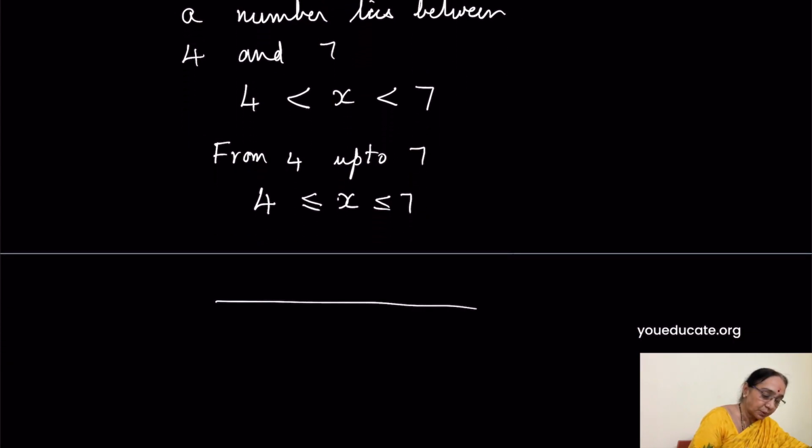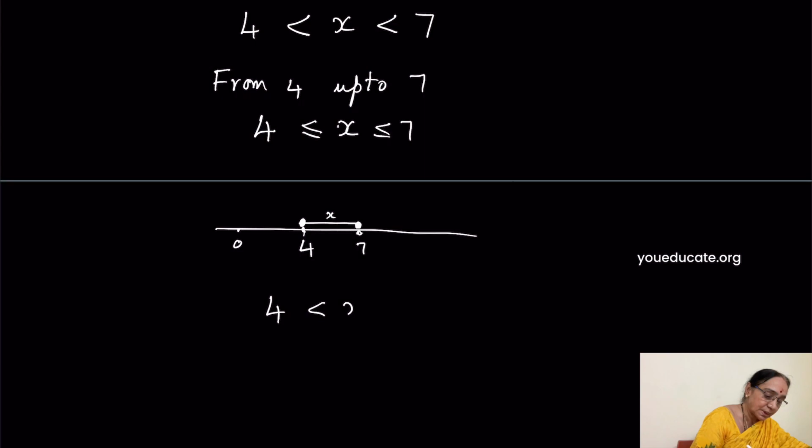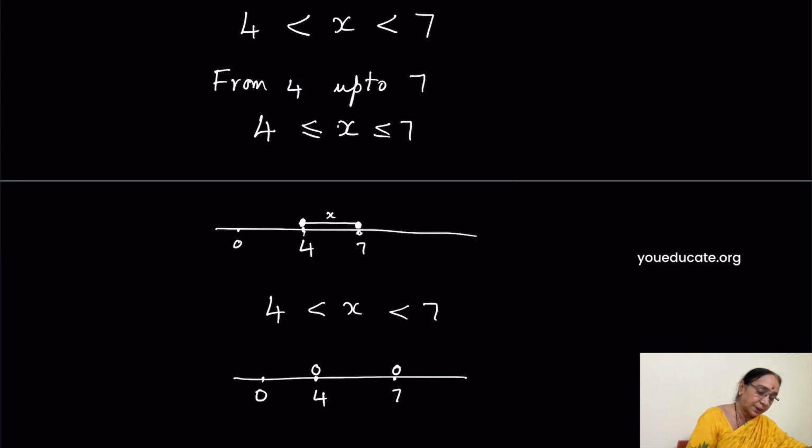And this can be shown on the number line as some 0 may be here, then 4 can be here, and 7 can be over here. So you put a circle here, shade it, and then connect the two. So the x is between 4 and 7. Now if I want to show the first one, say 4 is less than x is less than 7, then the same thing, but notice that you draw the circles above 4 and above 7, but you don't shade the circle, you leave it open circle, and then x lies between 4 and 7.